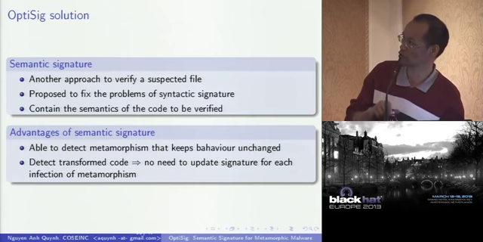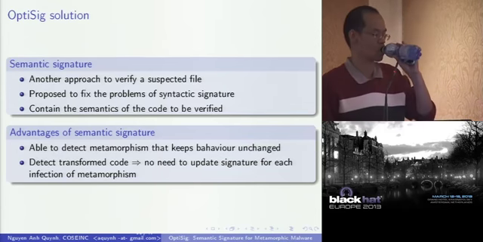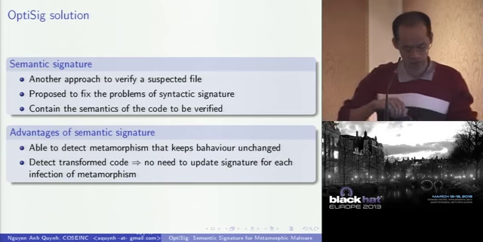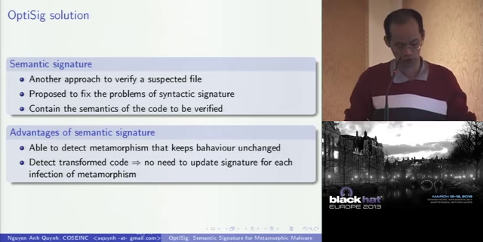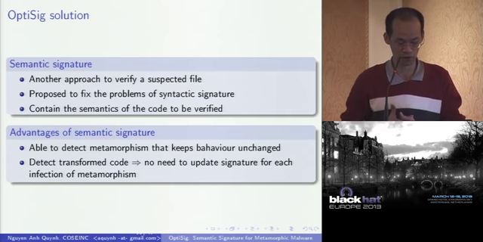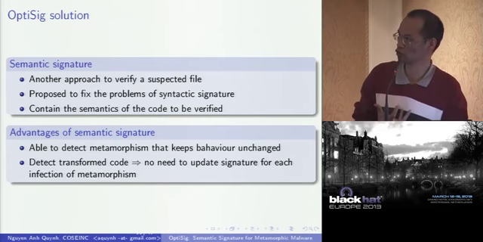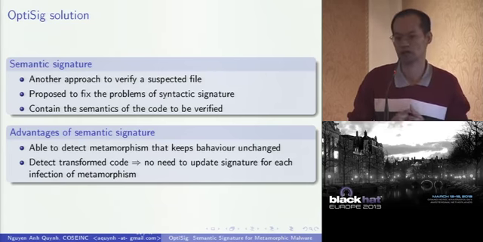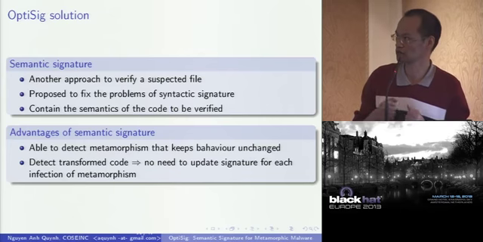And here comes the OptiSig solution. So with OptiSig, we propose a semantic signature, not a syntactic signature. And this one is another approach to verify the suspected file. So we propose a semantic signature to fix the problem of syntactic signature. And what is a semantic signature? A semantic signature is something that contains the semantics of the code to be verified, not the syntactic.